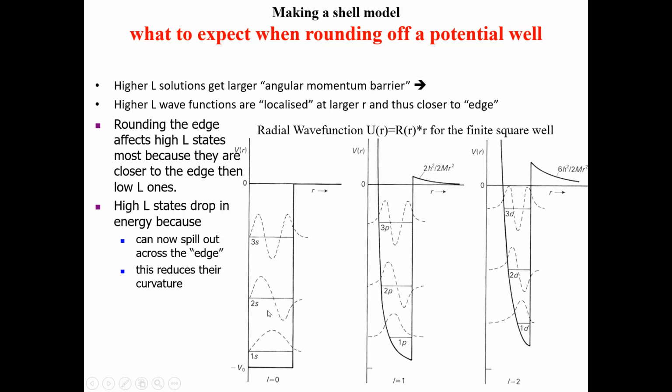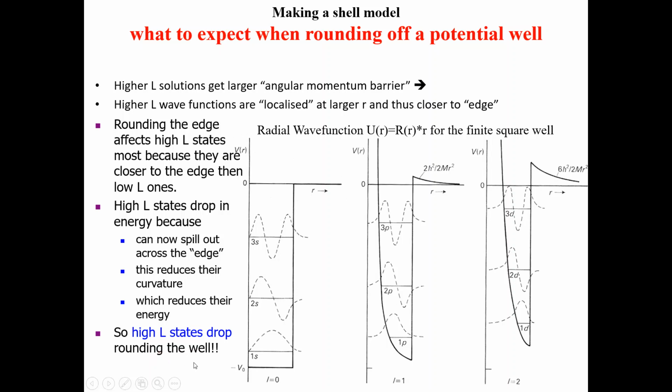So here you can see that for the higher L states, the energy drops. Why does the energy drop? Because it can now spill out across the edge. So you can see that it has spilled out across the edge, and this reduces their curvature. That's why the curvature has been reduced, and along with that, it also reduces their energy. So high L states drop when rounding the well.